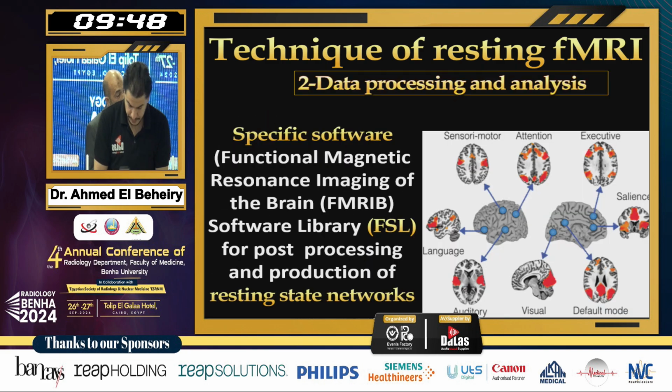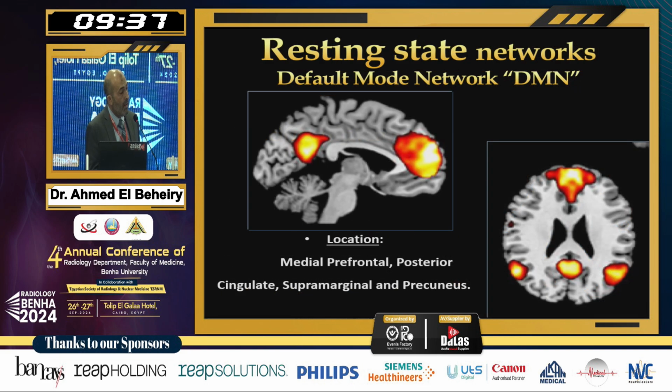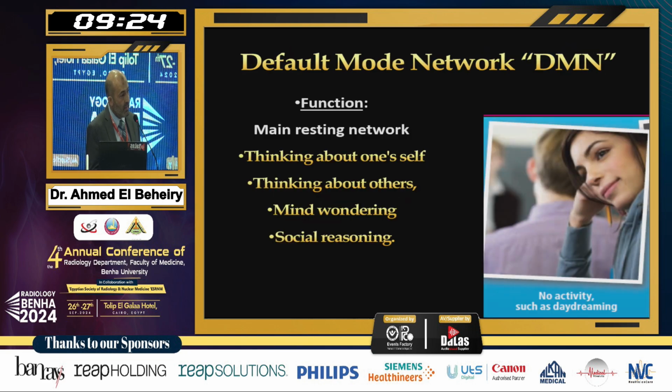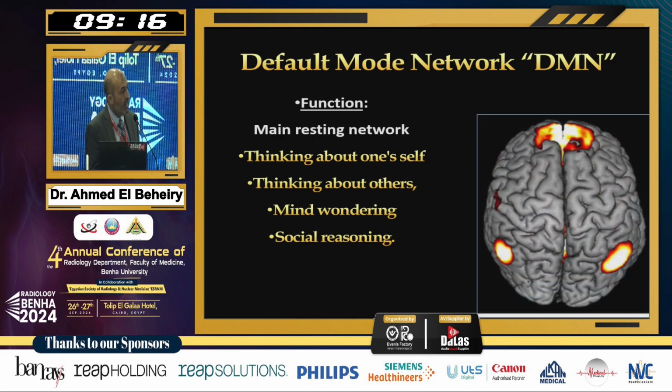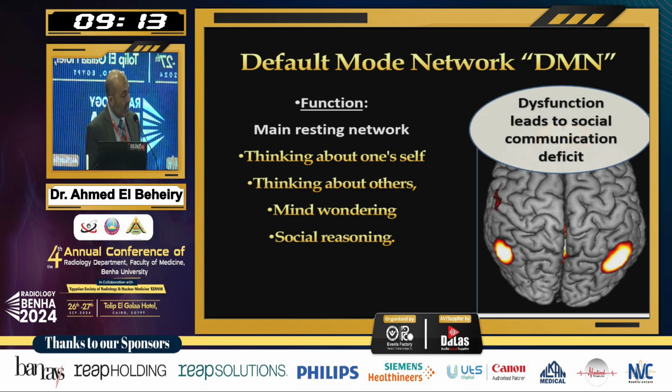This is followed by data processing, and this, of course, needs dedicated software, like, for example, FreeSurfer or FSL, to get what is known as resting state networks. The master of the resting state networks is known as DMN, or default mode network. Anatomically, it is located within the medial prefrontal cortex, the posterior cingulate, as well as the precuneus. This network is dedicated for thinking about oneself, thinking about others, mind wandering, and social interaction. When this function is disrupted in these networks, this will lead to social communication deficit.